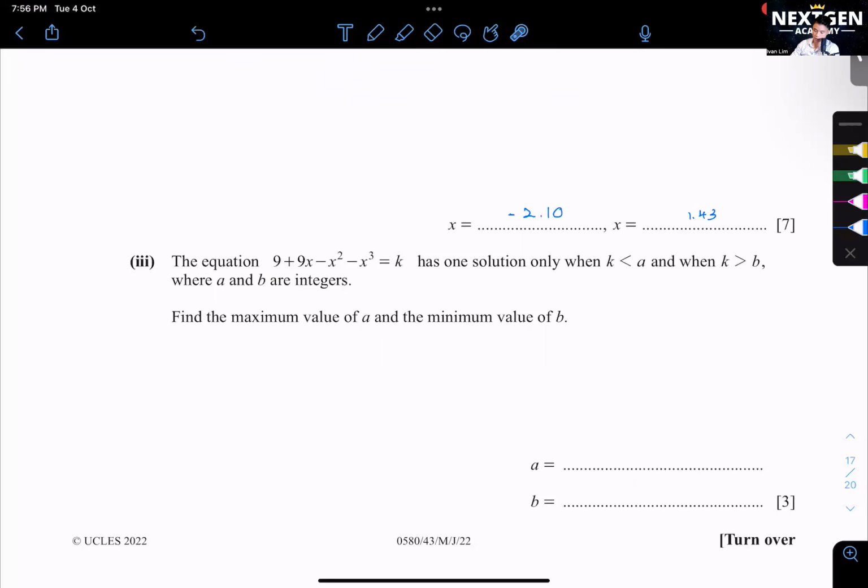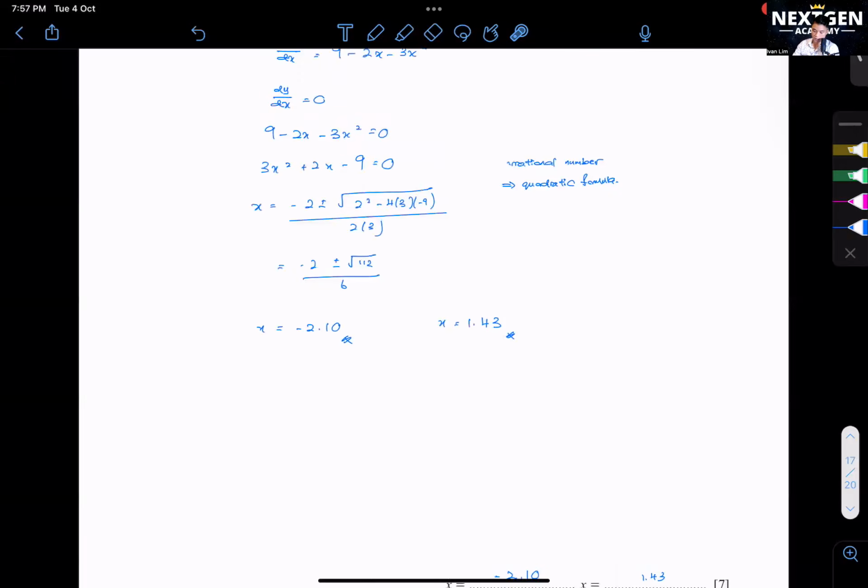Okay, question 3. The equation of this has one solution when k is less than a and when k is more than b, where a and b are integers. Find the maximum value of a and the minimum value of b.